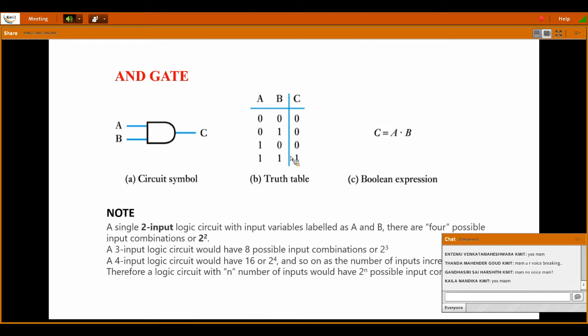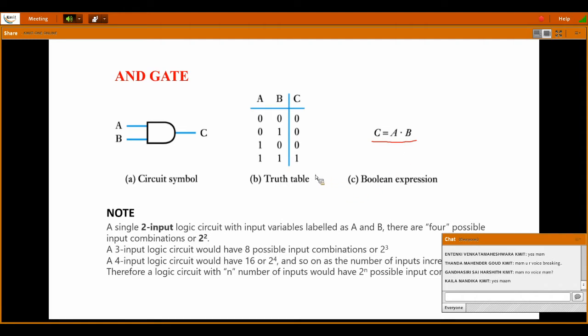So for the AND gate, since it is a multiplication table, if any one of the inputs is 0, the output is 0. And the output is 1 only if both inputs are 1. All the expressions which we write in digital systems are called Boolean expressions. So the Boolean expression for an AND gate will be C is equal to A dot B. The dot indicates the symbol of the AND operation, that is multiplication.